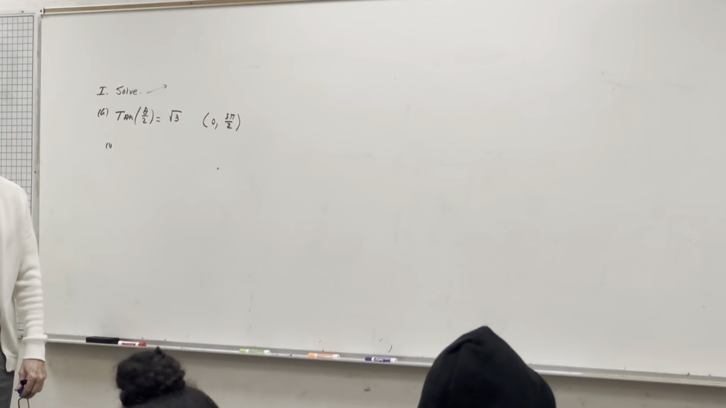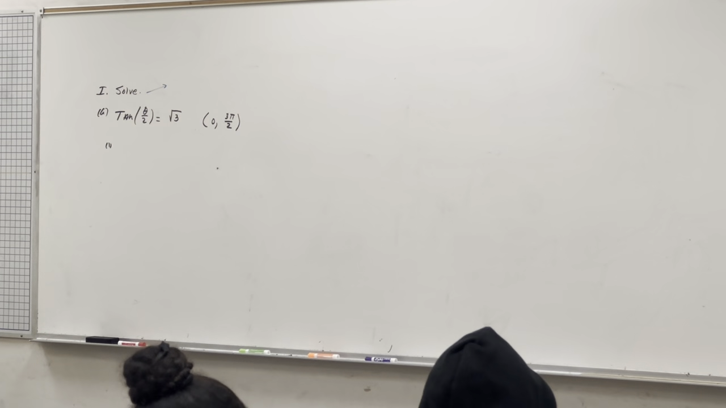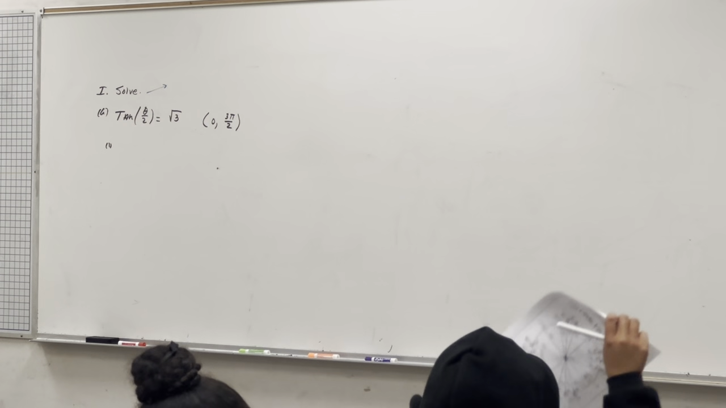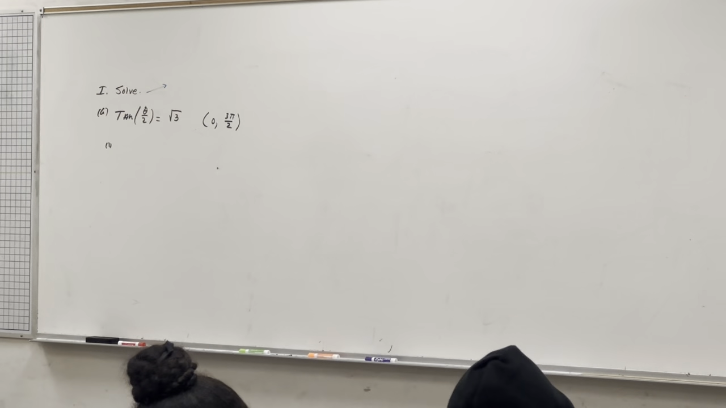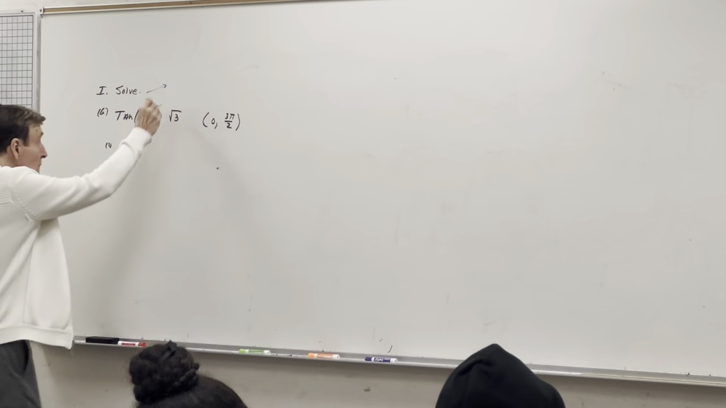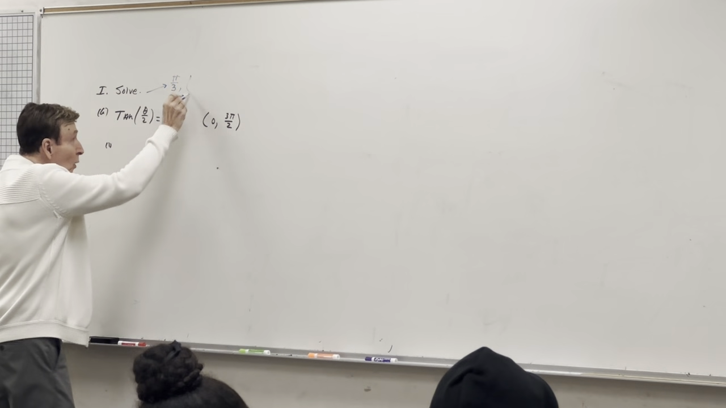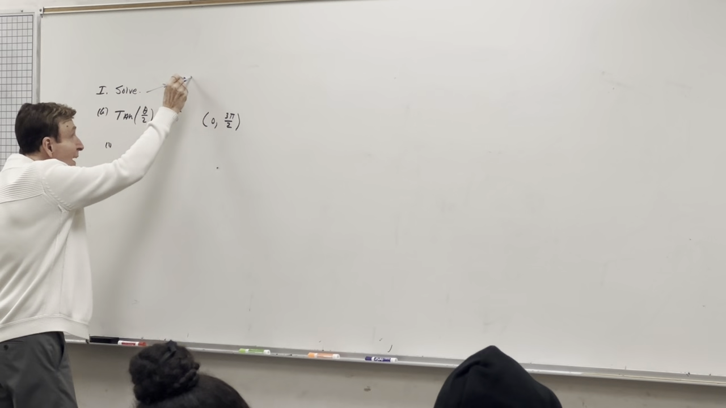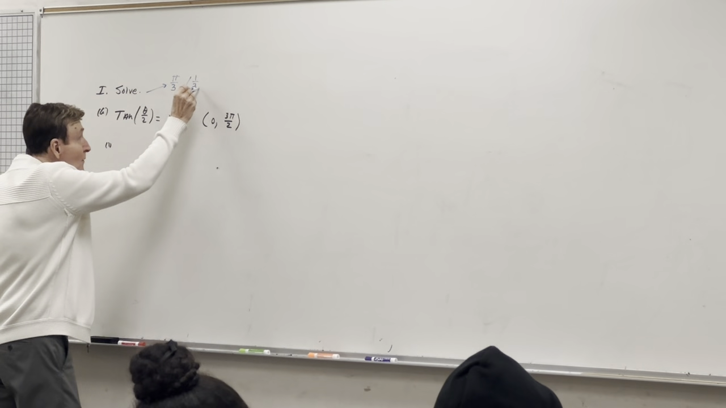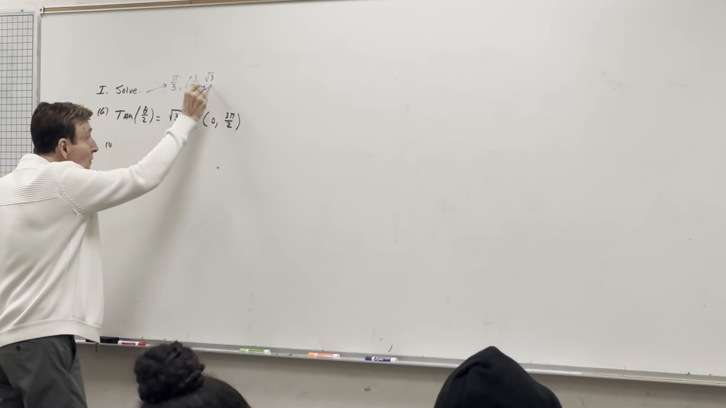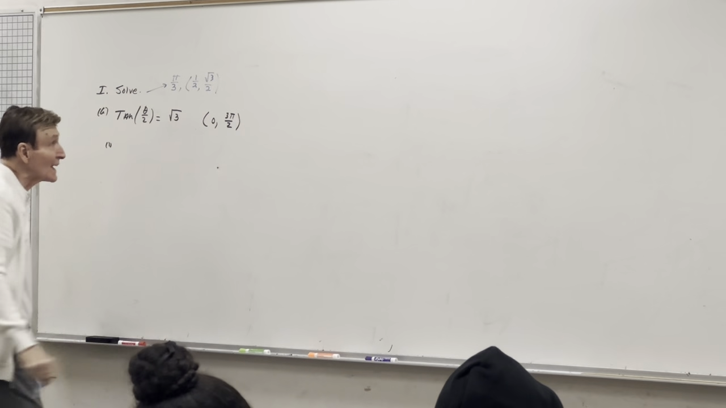Tan of what angle or angles have you seen, y over x, where you get a positive radical 3? Is it 60 or pi over 3? Let's see if it is. Now pi over 3, if I recall, you help me out here, on the unit circle, was it for an ordered pair? Was the ordered pair for 60 or pi over 3 that?